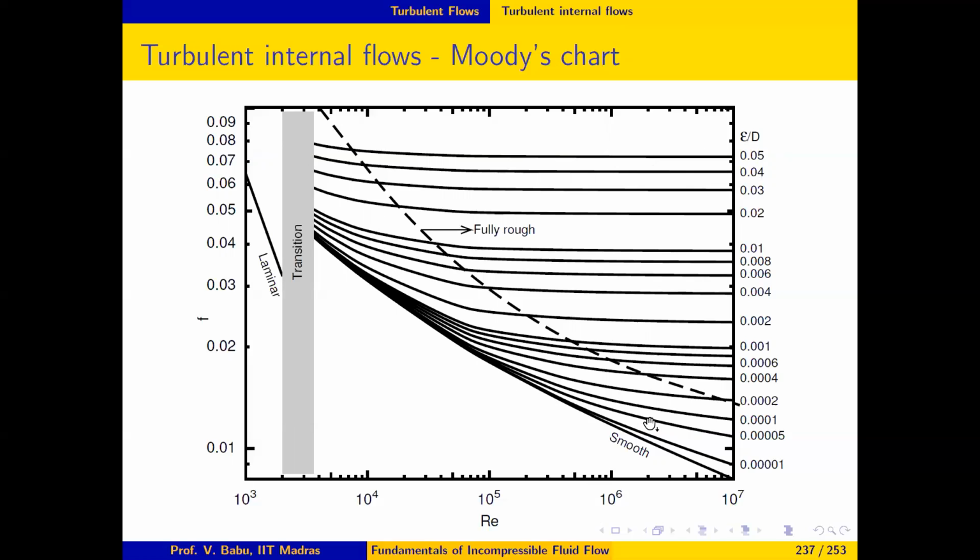Whereas in this region, the friction factor changes with Reynolds number as well as roughness. So this is the region lying in between the fully rough and the fully smooth region. Some values may be evaluated in this region also. There are no values available in this region.